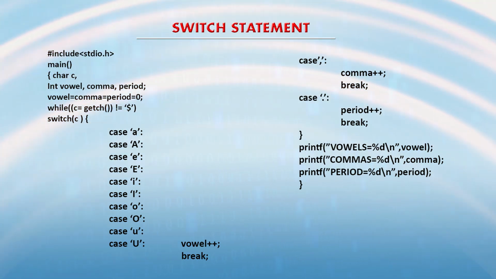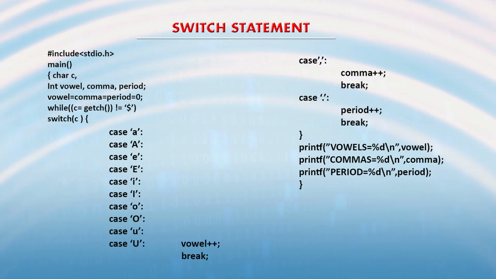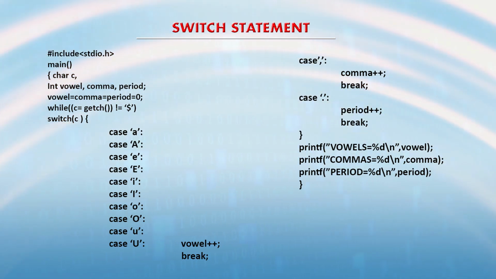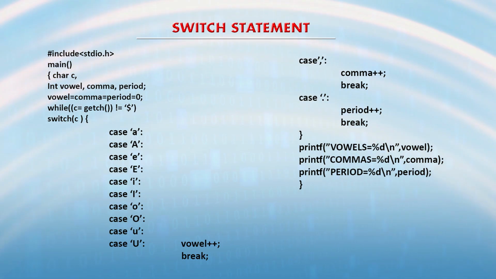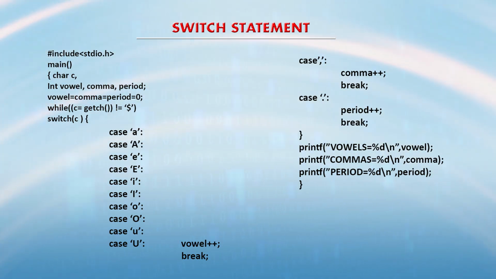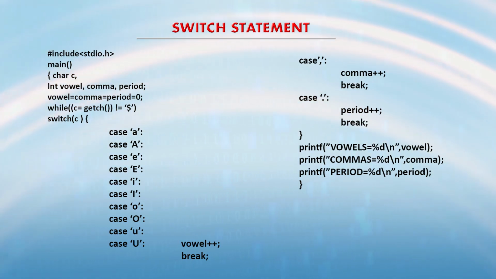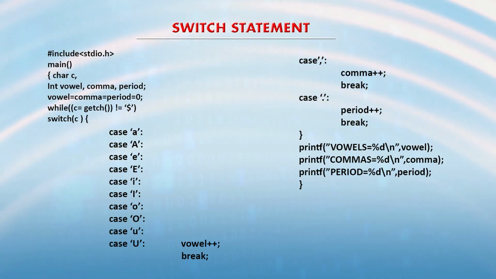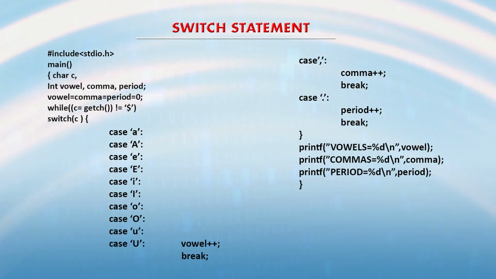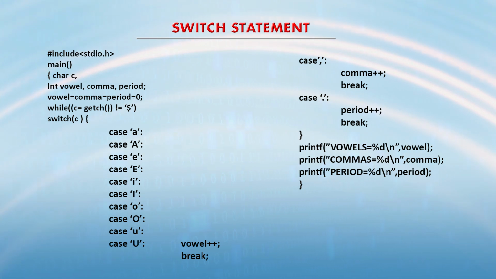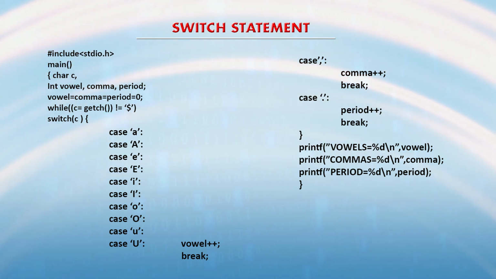So, this is how the program counts the vowels, commas and periods occurring in the text. This program will be useful when you want to analyze text at runtime, to see how many vowels are occurring in the text. I hope you understand this program.